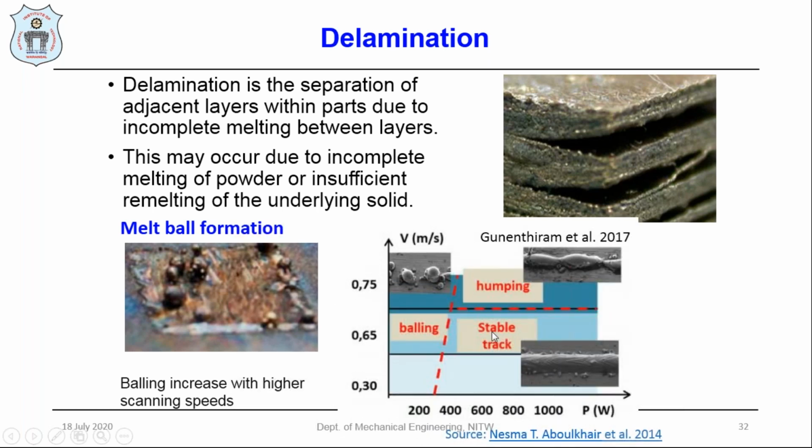And you can see here, if you have the highest scan speed, you'll have this type of balling effect, melt balling effects, and there will be humping effects. If you want a stable track, we need to optimize the power with respect to the scan speed. That is very important in metallurgy manufacturing to have very good weld bead structures.